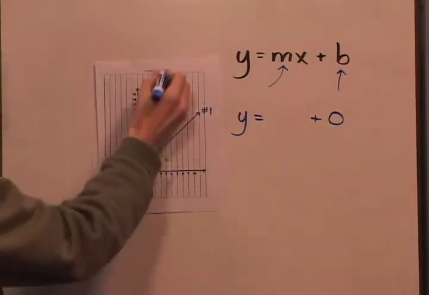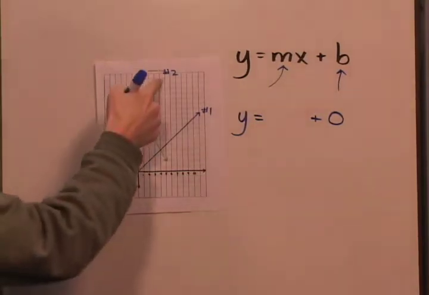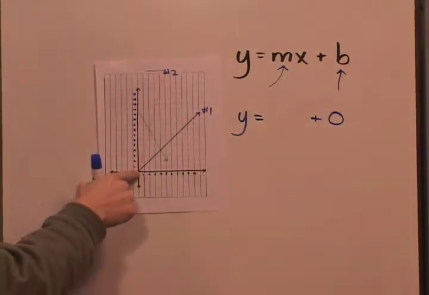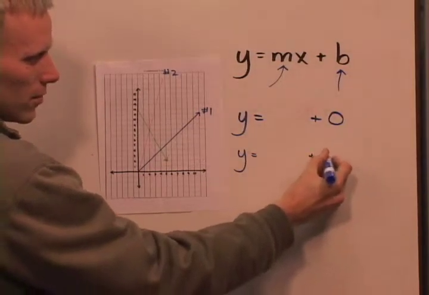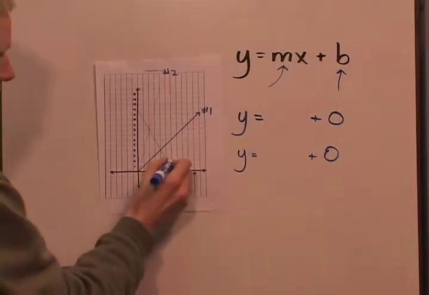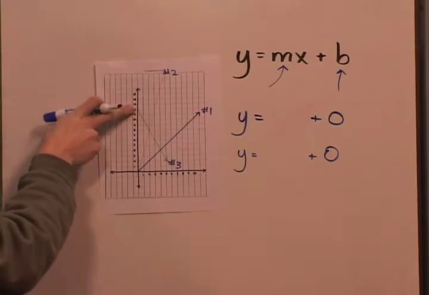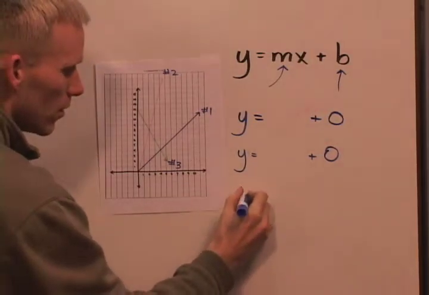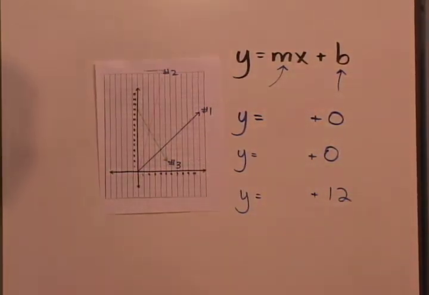Our second equation, let's call the pink one our second equation, also hits the y-axis right at the origin. So if we're going to come up with an equation for that, it also is going to be plus 0 for our b value. Our third one is this green one coming down. It looks like it hits our y-axis at 12. So we've got plus 12. There's one part for each of our functions just based on what we see in the graph.